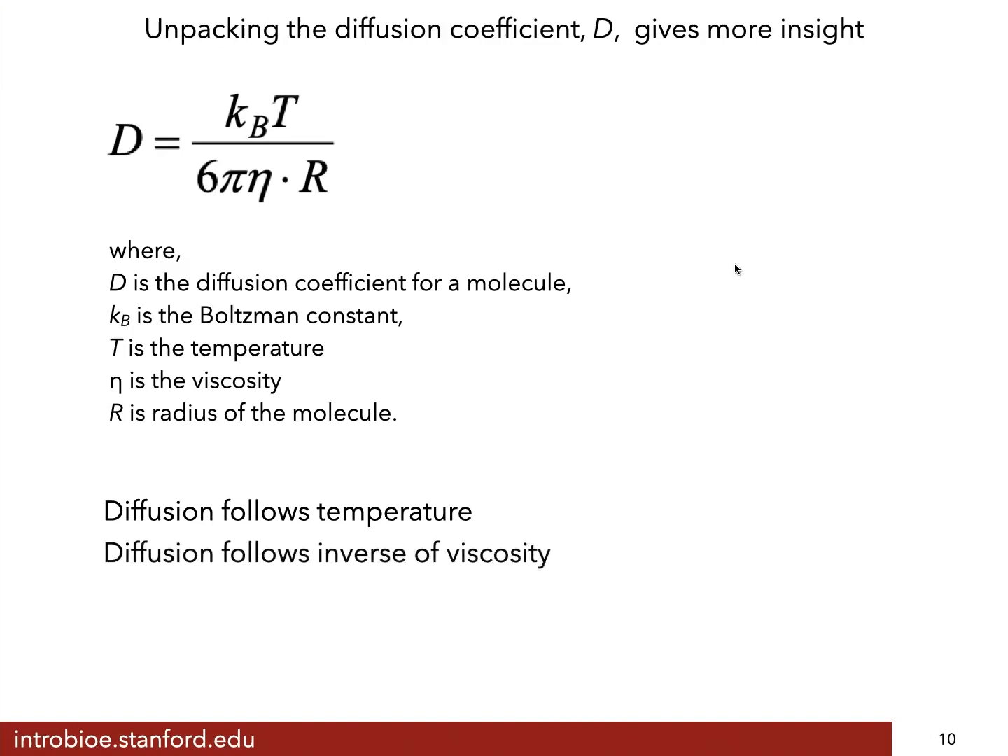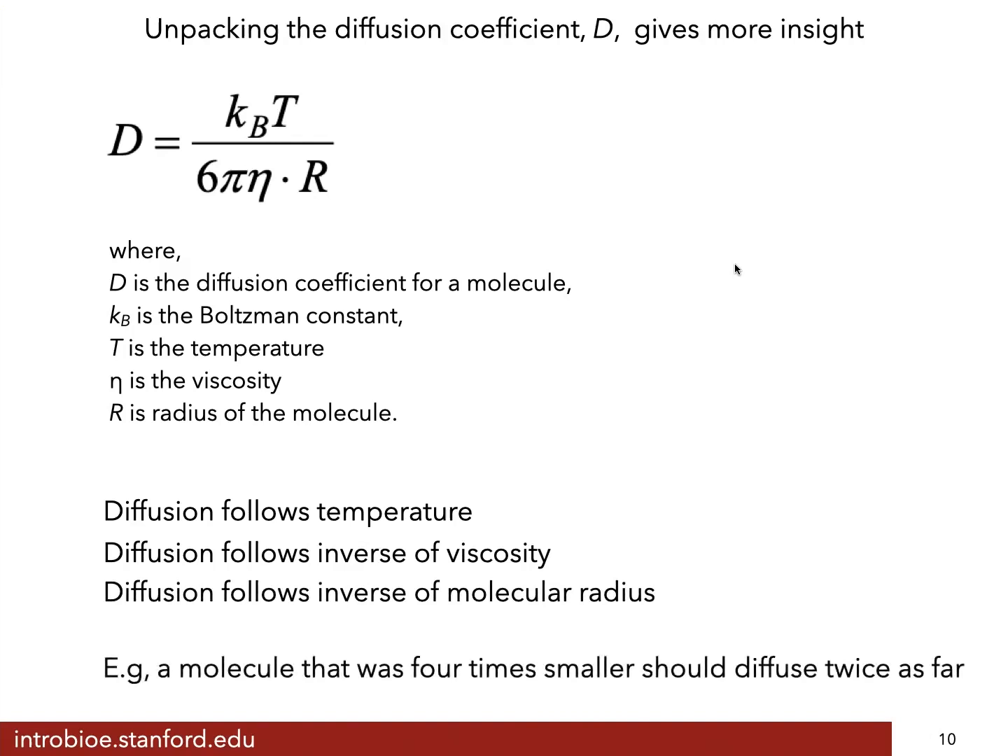Diffusion follows the inverse of viscosity, so if viscosity goes up, because it's in the denominator again, diffusion is going to go down and vice versa. And diffusion also follows the inverse of molecular radius. The molecule gets bigger, diffusion is going to get slower. A molecule that was 4 times smaller should diffuse about twice as far. Because remember, when we go to the preceding slide, to get the mean square displacement, distance traveled on average, you have to go through a square root.